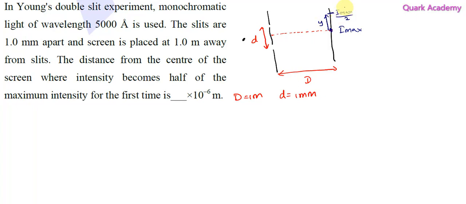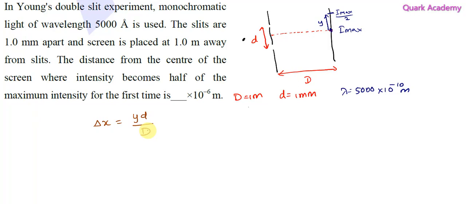So these are the informations given. Based on that, we need to find this y value. And lambda is also given. Lambda is 5000 angstrom, so 5000 into 10 power negative 10 meters. Now, if you remember the Young's double slit experiment derivation, then we can write the path difference as delta x, which is y small d by capital D.